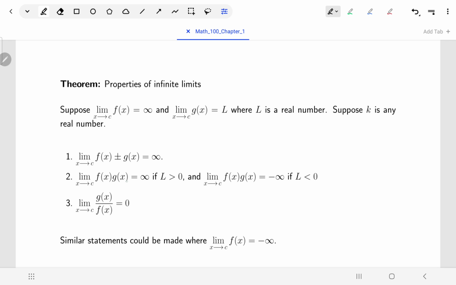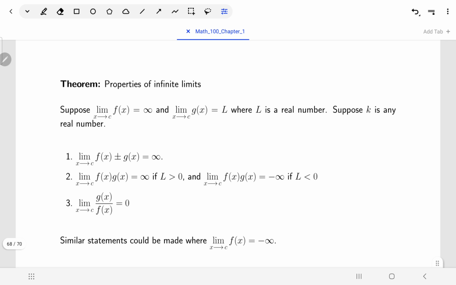We have another one here about products. So if we're looking at f times g, if again f is going to infinity and g is going to some finite number, two options. One is if the number is positive, then a positive number times positive infinity would give you infinity, and a negative number times infinity would give you negative infinity. You'll notice that there's no mention here about L being equal to 0. So like what happens if g's limit was 0? That is not covered by this theorem.